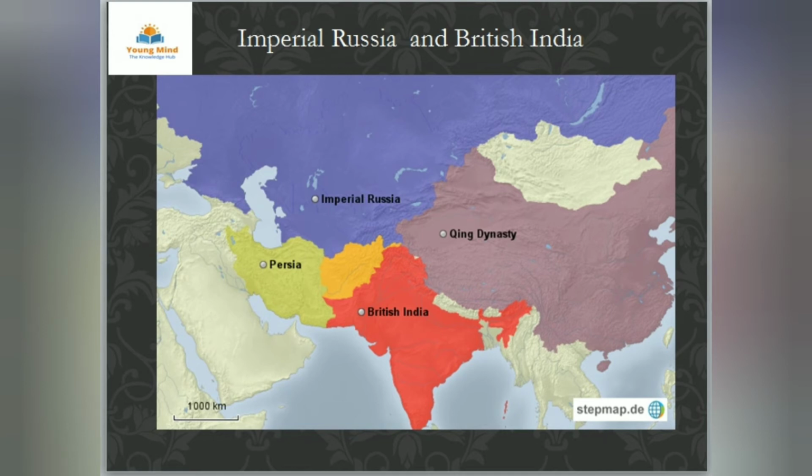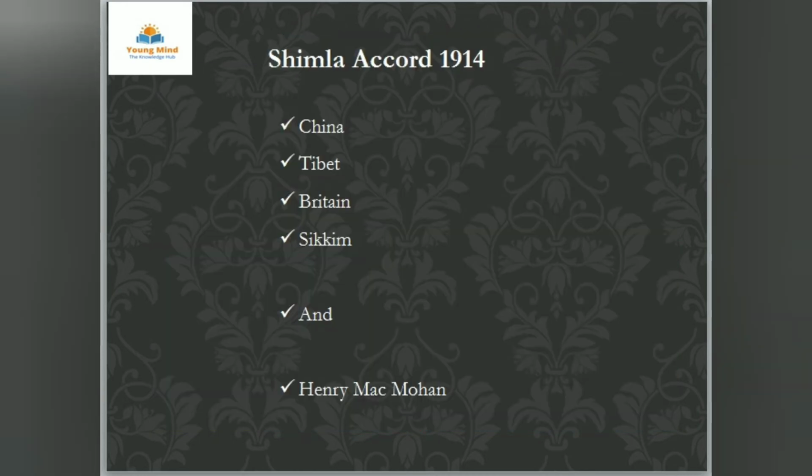After this, in 1914, the Shimla Accord took place, attended by representatives of China, Tibet, Britain, Sikkim, and another gentleman, Henry McMahon. The reason for this accord was to fix the boundary between Tibet and India so that Tibet remained a buffer state. But the Shimla conference failed because China walked out. China did not sign the agreement of three parties. Here the three parties are India, China and Tibet. But this agreement was signed by two countries, Tibet and India.